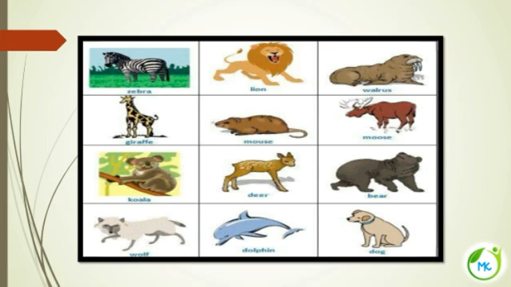So we have completed all the 6 classes of vertebrates. Number 1, Cyclostomata. Number 2, Pisces. Number 3, Amphibia. Number 4, Reptilia. Number 5, Aves. And number 6, Mammalia.